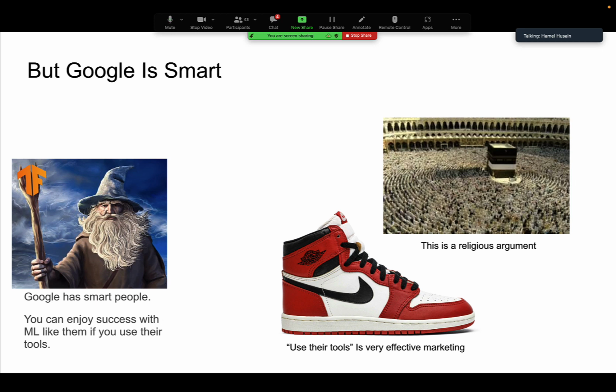And this might look silly on this slide, but you will encounter this quite frequently in real life. And so what I would say is, this is a religious argument. This is not a principled argument that makes any sense. And actually, this is a very traditional marketing tool, where somebody sells you something if you just use their tools. So this is an Air Jordan.